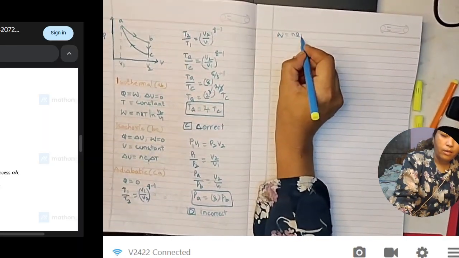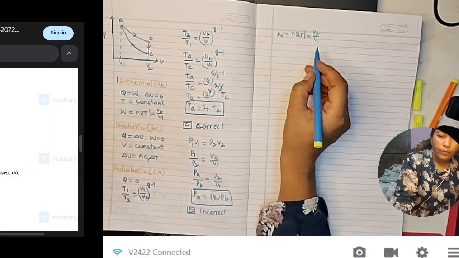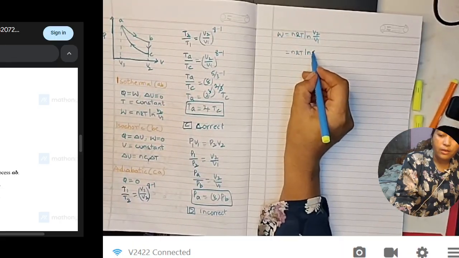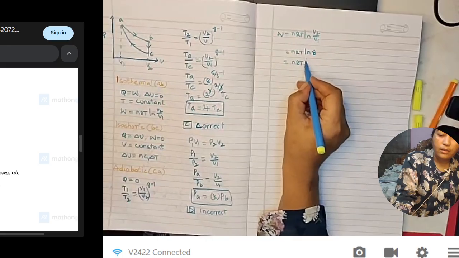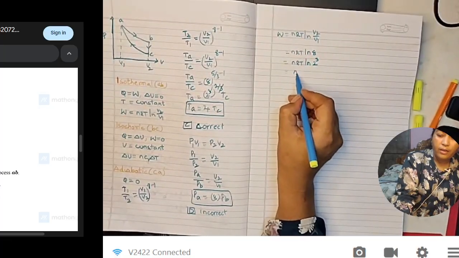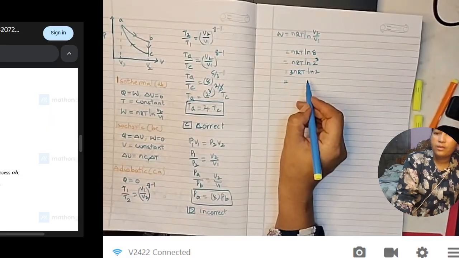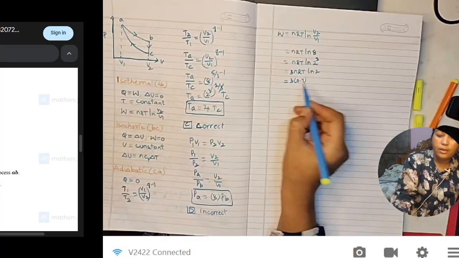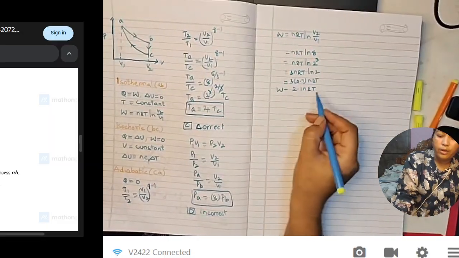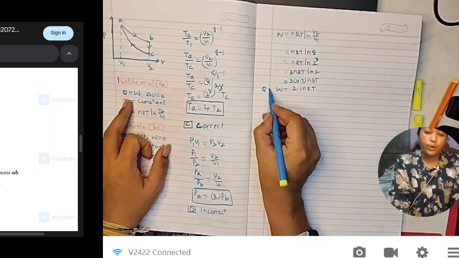W is equal to nRT logarithm of V2 over V1. Here, nRT logarithm V2 over V1, that is logarithm 8, which is logarithm 2 to the power of 3. I am writing it as 2 cube. From this you get 3 nRT logarithm 2. The logarithm 2 value they have given is 0.7. So 3 into 0.7 nRT gives 2.1 nRT. W is nothing but, as we have seen, Q at the isothermal process.